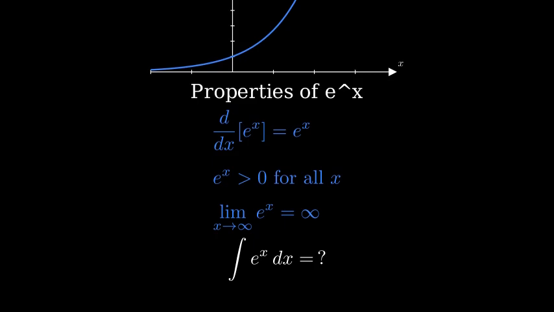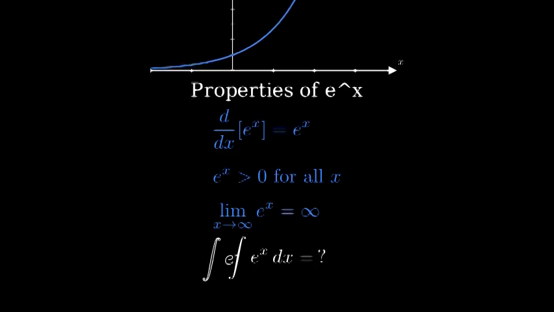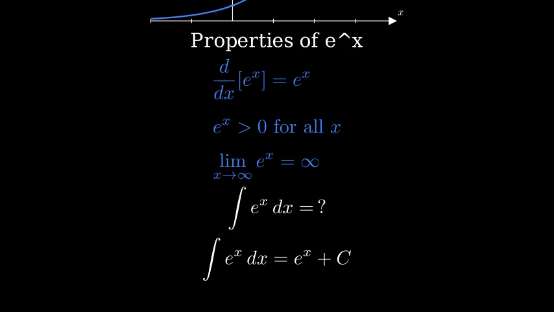Now, let's think about the integral of e to the power of x. The question is, what function, when differentiated, gives us e to the power of x? Since the derivative of e to the power of x is itself, the integral must also be e to the power of x plus a constant c.